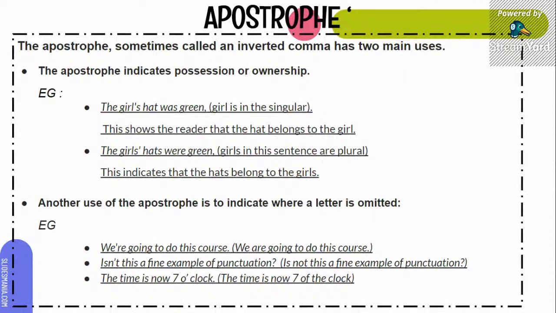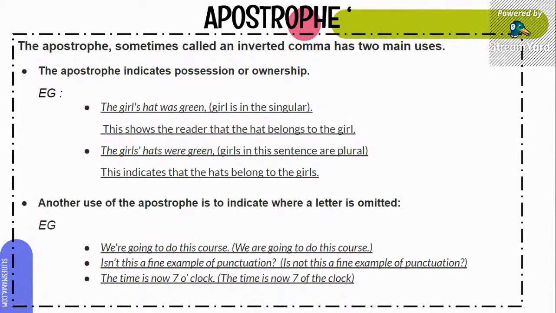The next condition where you use the apostrophe is to indicate where a letter is omitted. Let's look at the example. We're going to do this course. If you can see here, the word 'we are' is written as WE apostrophe RE. In this case, the letter A is omitted from the two words to make them one. So when a letter is omitted, the apostrophe is added.